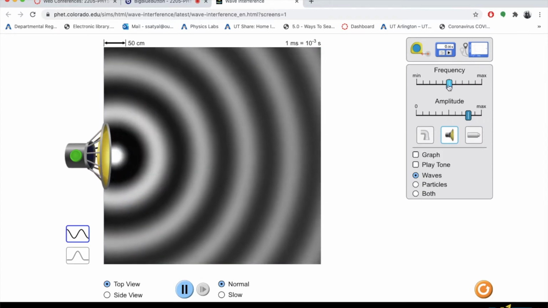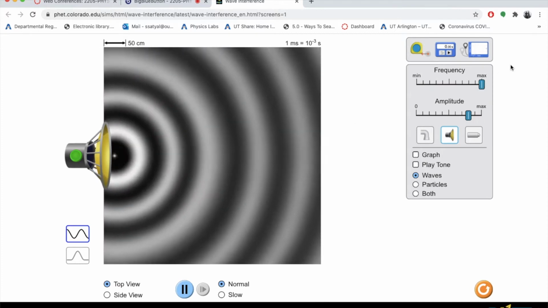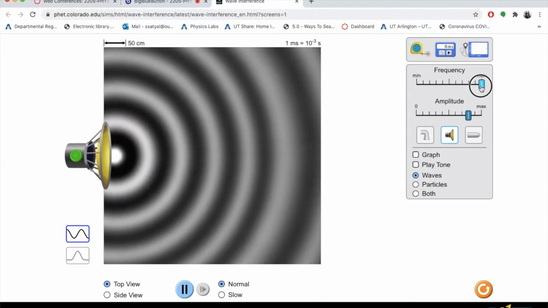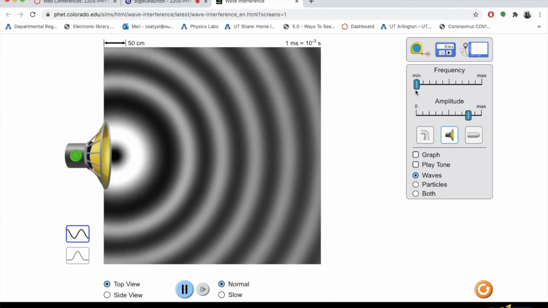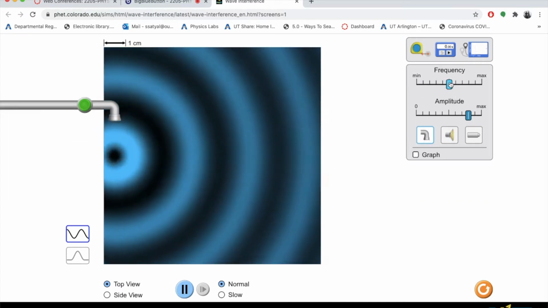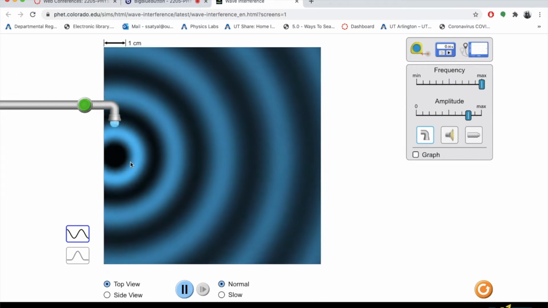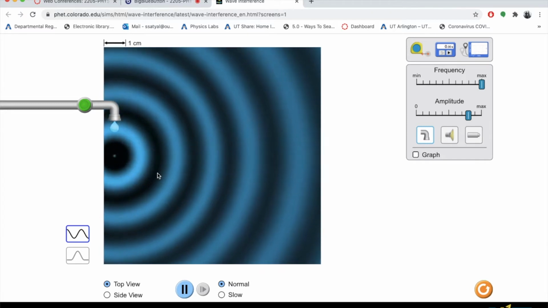Here you don't have exact frequency, but you'll see the variation in the waves as you maximize the frequency or minimize the frequency. And for water, you can do the same. You can have the maximum frequency and the minimum. So these are waves here.